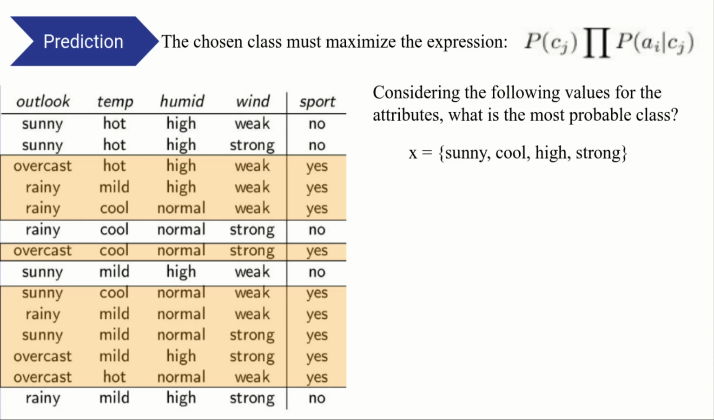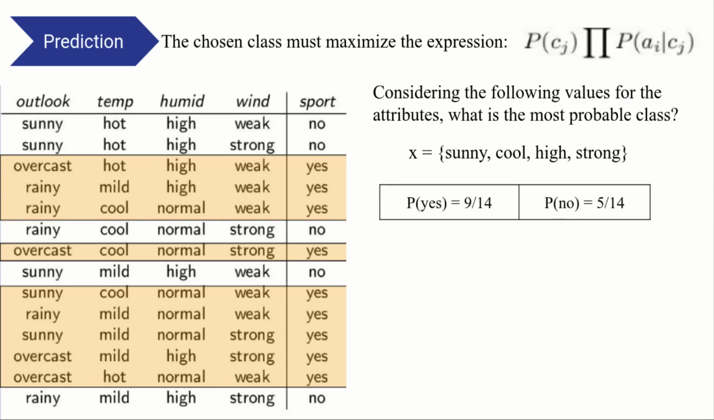First, we need to calculate the absolute probability of each class. In 9 out of 14 records, the class sport has the value yes. So the probability of yes is 9 divided by 14. By the same reasoning, the probability of no is 5 divided by 14. Now for each of the attributes of this sample, whose class we want to predict, we need to calculate the conditional probabilities considering each class.